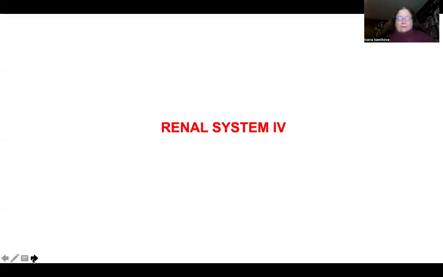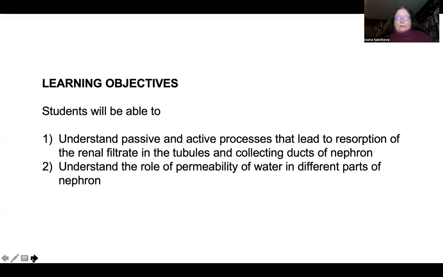So in this part of the lecture about the renal system, we are going to look at the mechanisms of resorption of the large amount of filtrate from the glomerulus and look at the different parts of the permeability of the nephron.